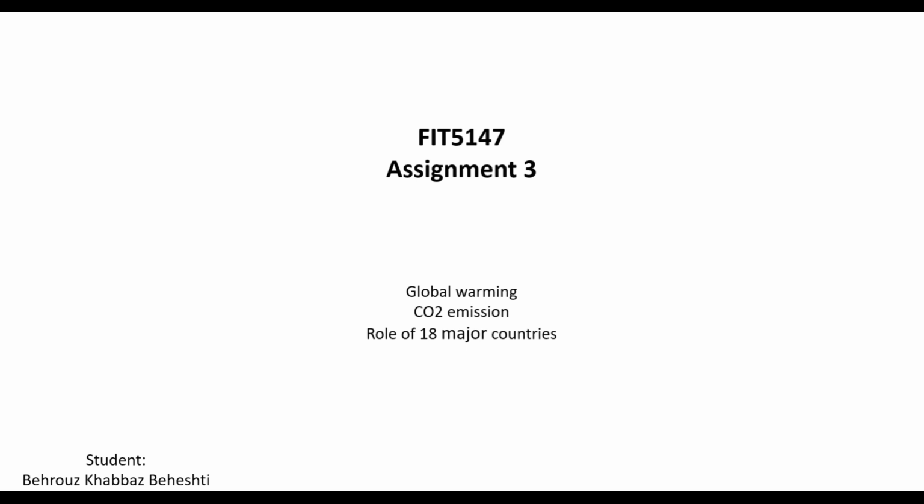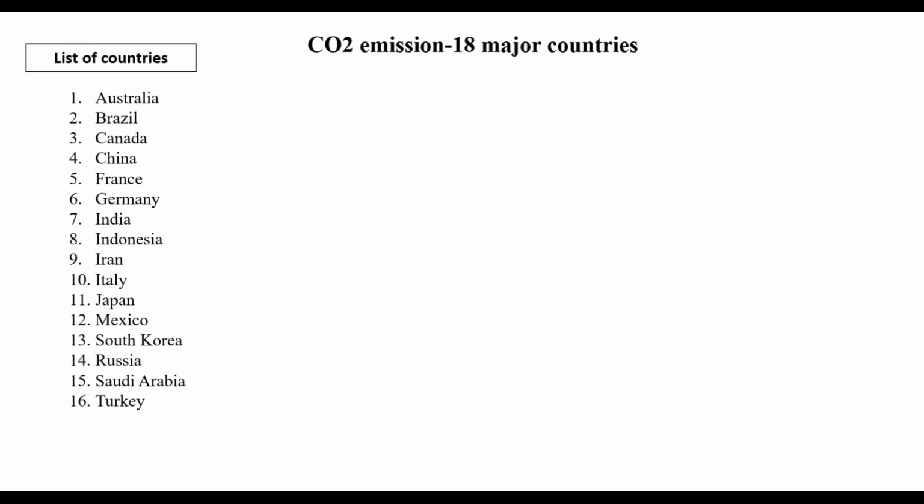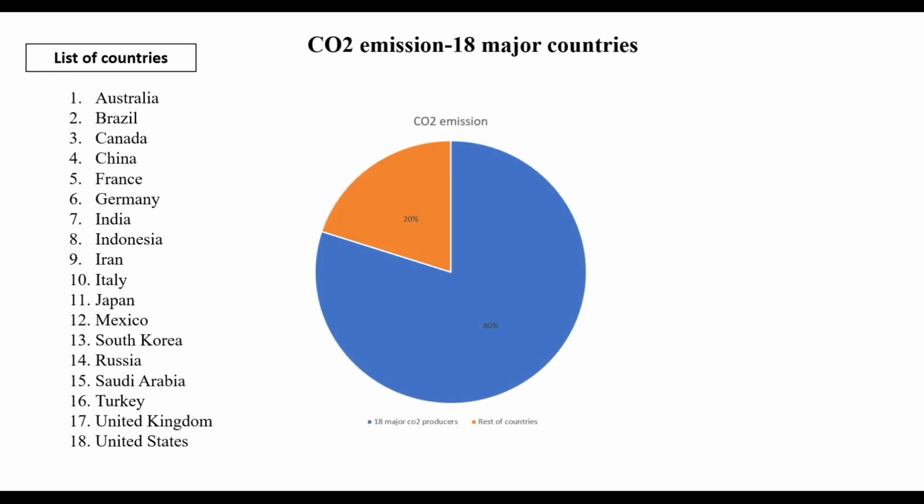The aim of this study is to discuss global warming and carbon dioxide emission, especially the role of 18 major countries. So here's the list of countries that I'm going to discuss. There are 18 countries that we will see in the web application. They're producing 80% of carbon dioxide, that is actually a major triggering factor in the case of global warming.